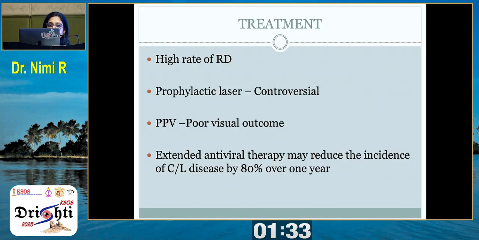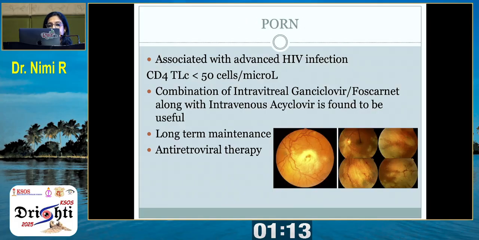ARN has a high rate of retinal detachment. You can do a prophylactic laser, but it is controversial. And for those who develop RD, you may have to do PPV, though the visual outcome is very poor. Extended antiviral therapy may reduce the incidence of contralateral disease by 80% over 1 year.